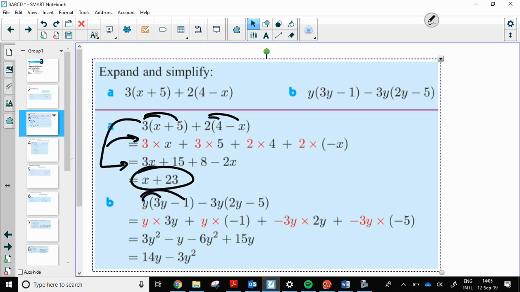We're going to distribute the y, and we're going to distribute the negative 3y. That's one thing we should be careful about. So y times 3y, that's 3y squared. Y times negative 1 is negative y. Negative 3y times 2y is negative 6y squared. And negative 3y times negative 5 is plus 15y. Again, combine like terms, and there's our final answer.